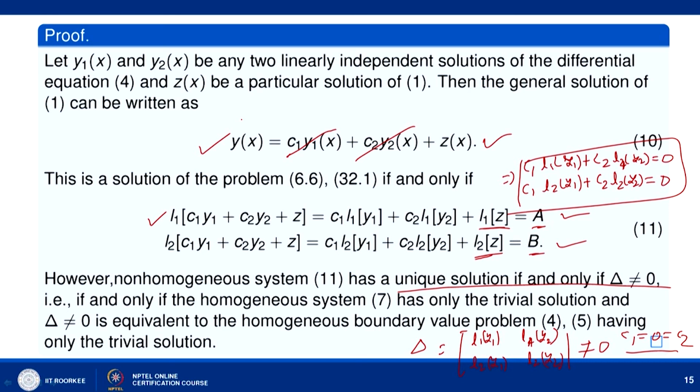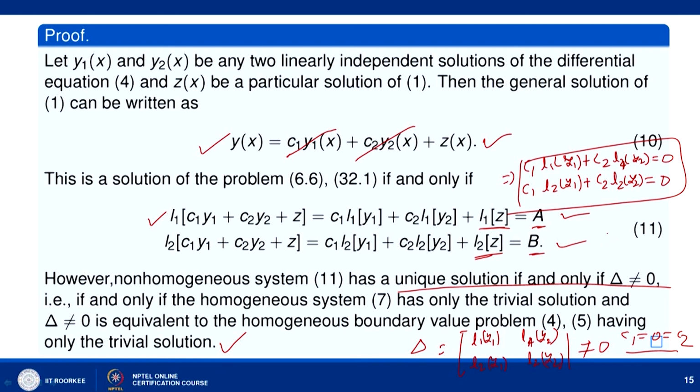So we can say that this non-homogeneous system has a unique solution if and only if delta is non-zero, and we can say that if and only if the homogeneous system has only the trivial solution. Delta not equal to 0 is equivalent to the homogeneous boundary value problem having only the trivial solution. That is what we want to conclude from this equation.